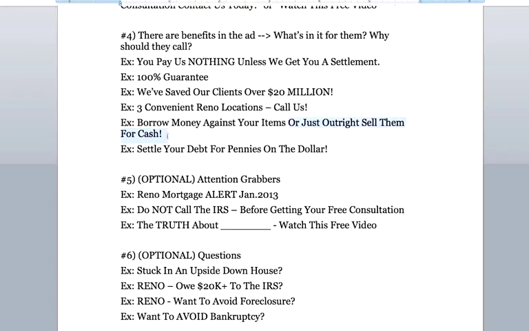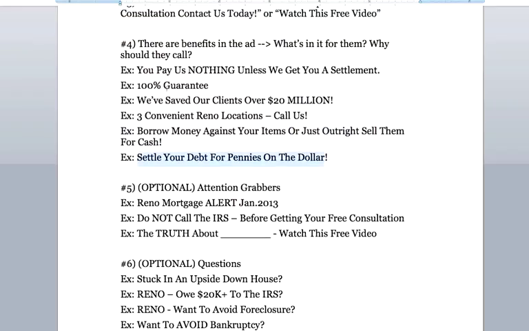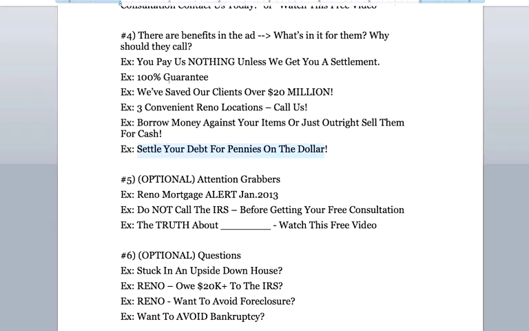Or just outright sell them for cash, right? People are looking for cash if they're going to a pawn shop. So I'm saying, borrow money against it. This way I'm hitting the people that want to keep their items, or just outright sell it for cash if you want to get the cash. So that's a great benefit there as well. Another one, let's say a debt settlement attorney or something like that. Settle your debt for pennies on the dollar. That's a benefit, right? So these are all benefits. And think about what the benefit is for. It's not difficult to figure this out. It's not rocket science.